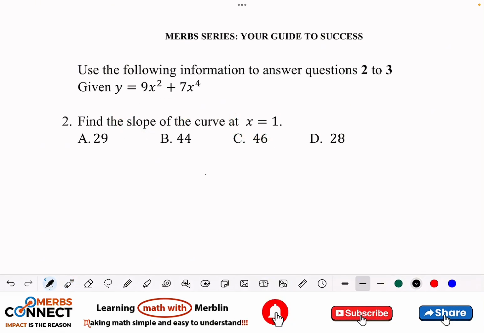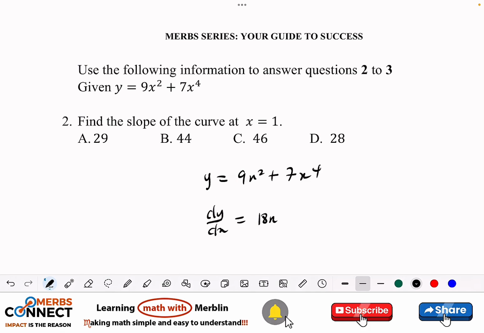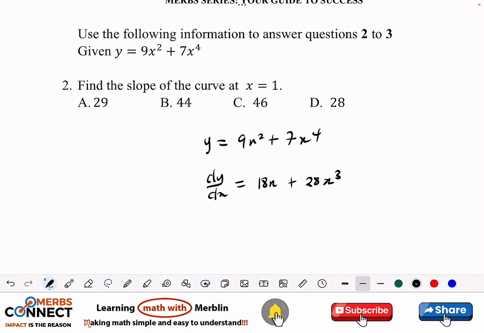So let's do that. Given y is equal to 9x squared plus 7x to the power 4, dy over dx is equal to 18x plus, when I differentiate this, I'm going to have 7 times, this is supposed to be 28x cubed. 7 times 4 should be 28, right? So we are using the power rule here. 2 will multiply the 9, subtract 1, and it gets 18.